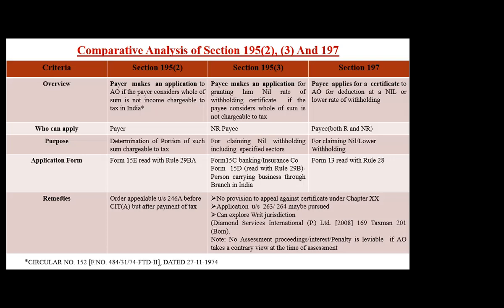Sir, if a banking or an insurance sector entity has to go for a nil rate, there is a specific dedicated section, 195 subsection 3 only. If he is not applying for a nil rate and is applying for a lower rate, then of course you can go for 195(3) also.